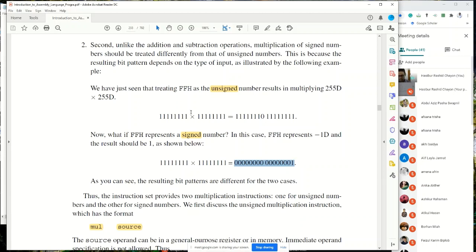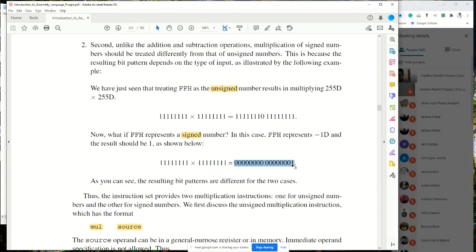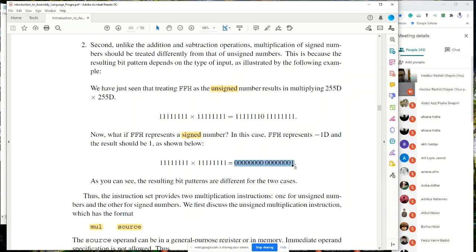I hope you can understand the problem: similar bit patterns, all 1s, all 1s. But if it is unsigned, the result is this very big number, because it's 255 multiplied by 255. But if it is a signed number, the result is just this 1. So that is the difference between thinking of it as a signed or unsigned number. So we need to consider these issues whenever we are going to multiply.